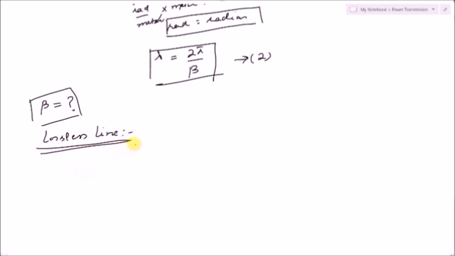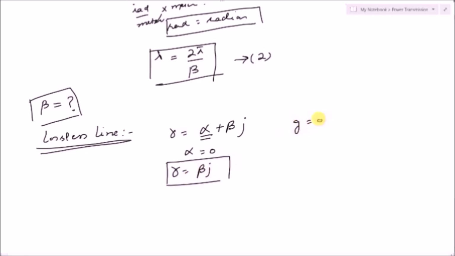So what is a lossless line? It is a line in which there is no attenuation, right? So this is your attenuation constant. If the attenuation constant is equal to 0, there are no losses in the transmission line. So the propagation constant gamma will become beta j. In the lossless line, gamma is equal to beta j, and also the conductance is equal to 0 and the resistance is equal to 0.